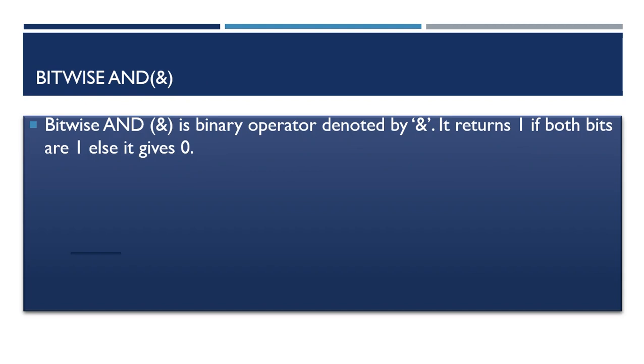It's denoted by ampersand. Binary operators mean that we always use two operands. It returns one if both bits are one, else it will give us zero. It works on the individual bits of a number, that's why we are talking about bits.